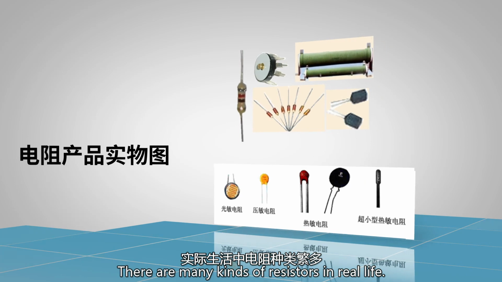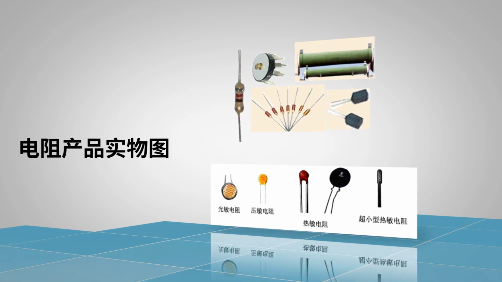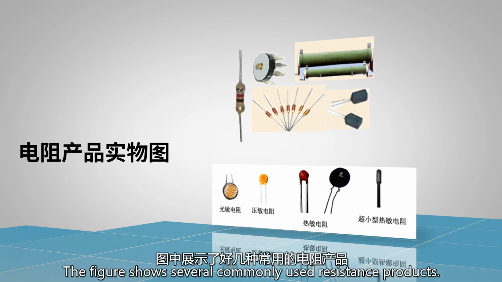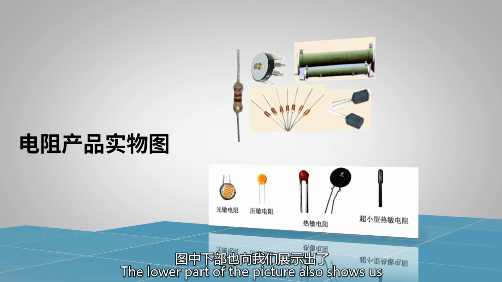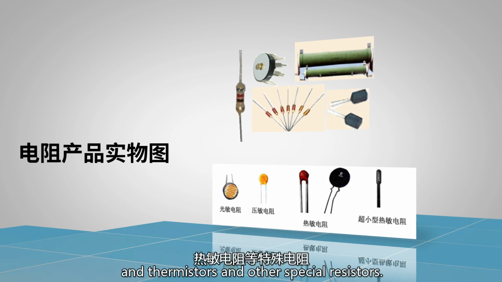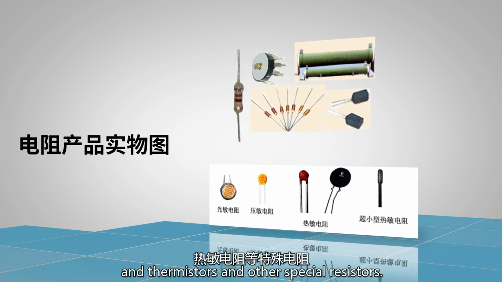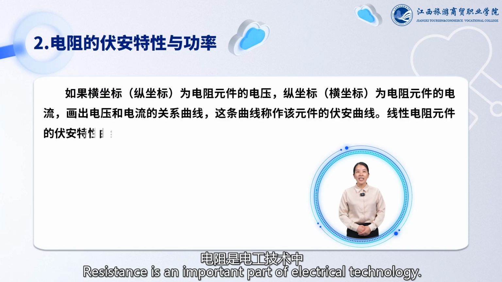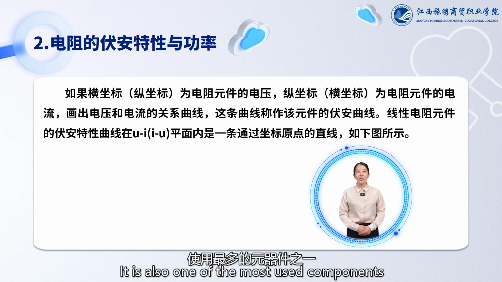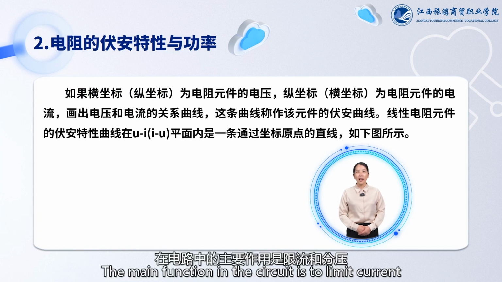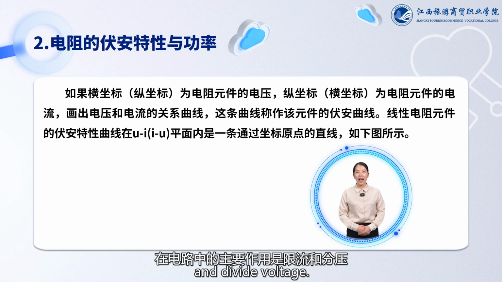There are many kinds of resistors in real life. Classification methods are also diverse. The figure shows several commonly used resistance products. The lower part of the picture also shows us photosensitive and pressure sensitive, and thermistor and other special resistors. Resistance is an important part of electrical technology. It is also one of the most used components. The main function in the circuit is to limit current and divide voltage.